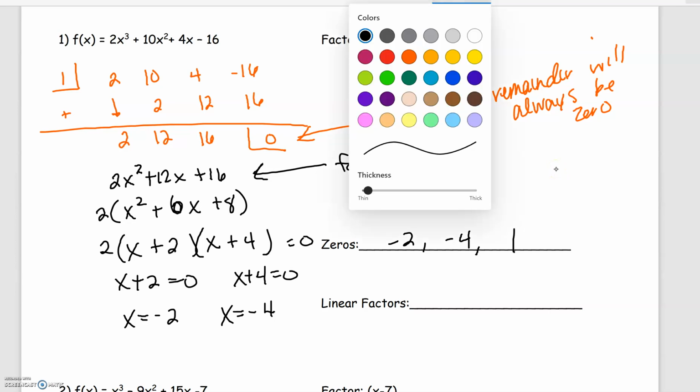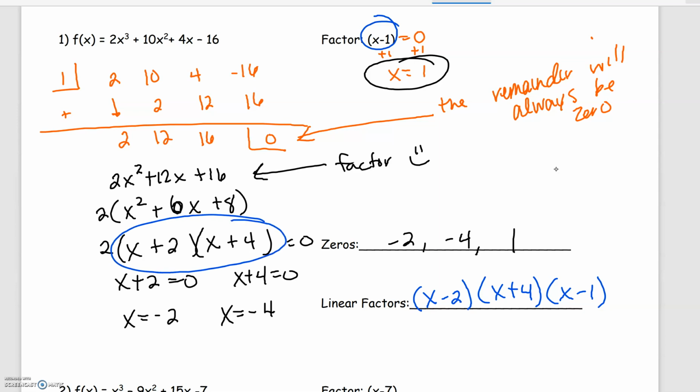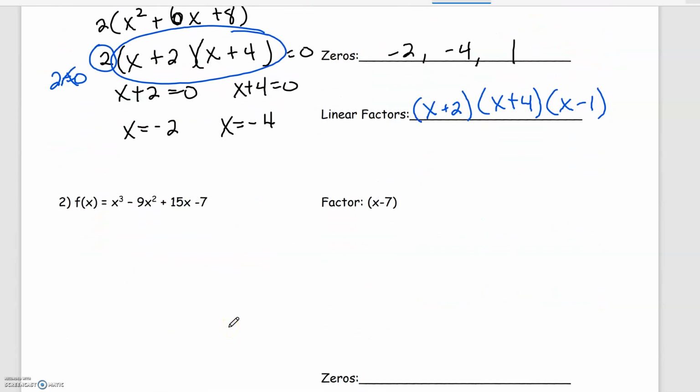And when those are written as factors, they're just in their parentheses before we solved. The one up here, x minus 1, and then right here, x plus 2, and x plus 4. And again, we don't set our GCF equal to 0. When we set that equal to 0, it doesn't give you anything, so that's what happened with that GCF.